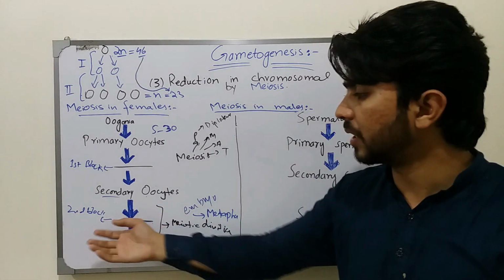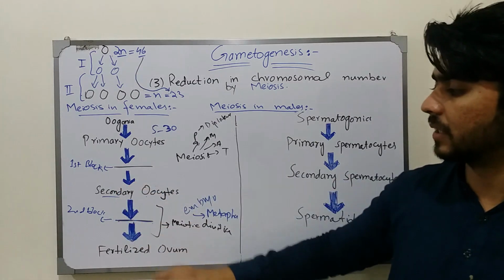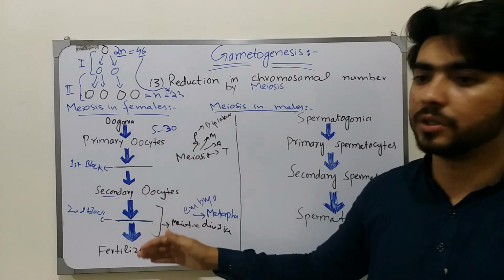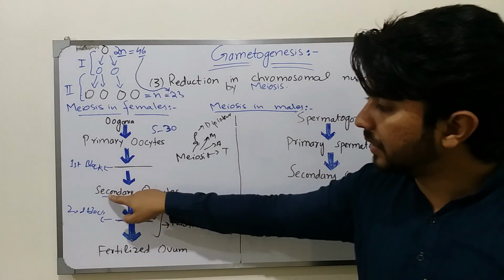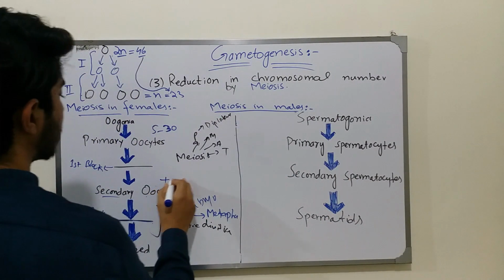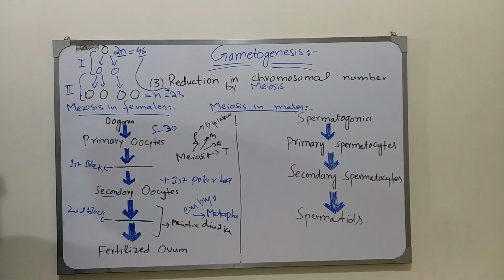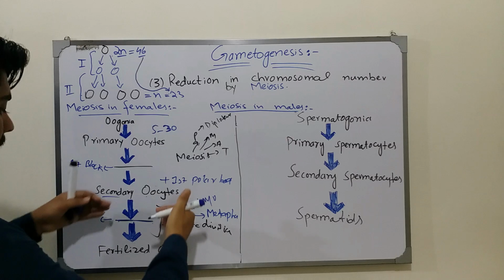When the sperm comes in contact with the secondary oocytes, they fertilize them. Then this block is released and the secondary oocytes complete the second meiotic division and form the fertilized ovum. But with the oocytes, another thing is formed, that is called the first polar body.